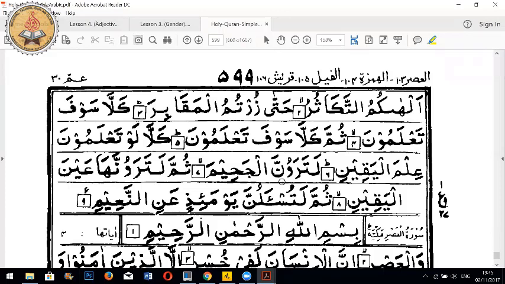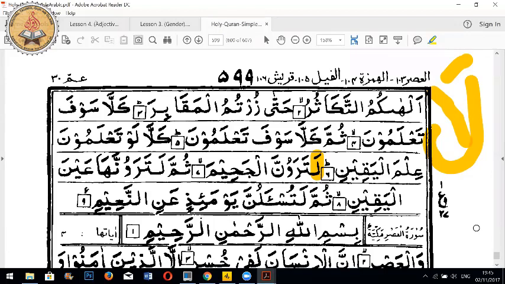La tus'alunna, you will be asked, you will be questioned. Surely you will be questioned. So if there is a lam, for example, la with a fatha on top, la means sure. But if I just put an alif after that, la, it means not.